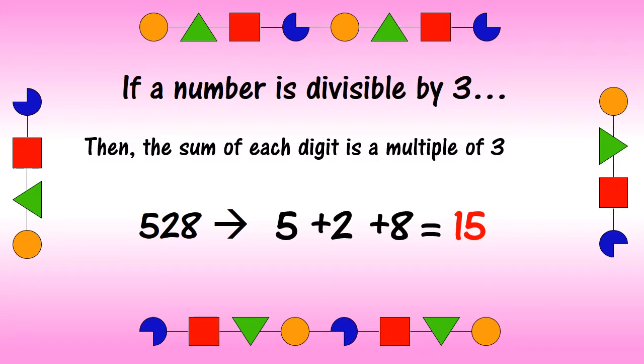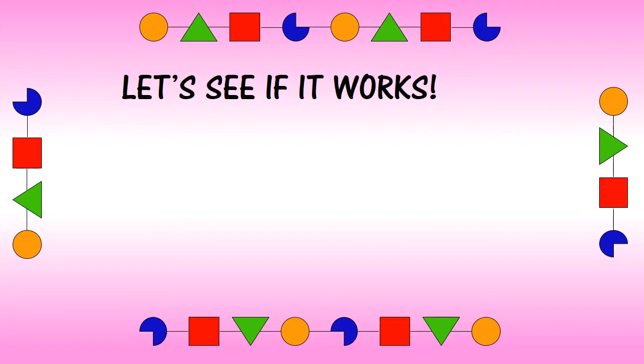We actually could go one step further and add those digits until we get a single digit. 1 plus 5 would give us 6, which is still divisible by 3. Dividing 528 by 3, we get 176. Let's apply this concept to a fraction.